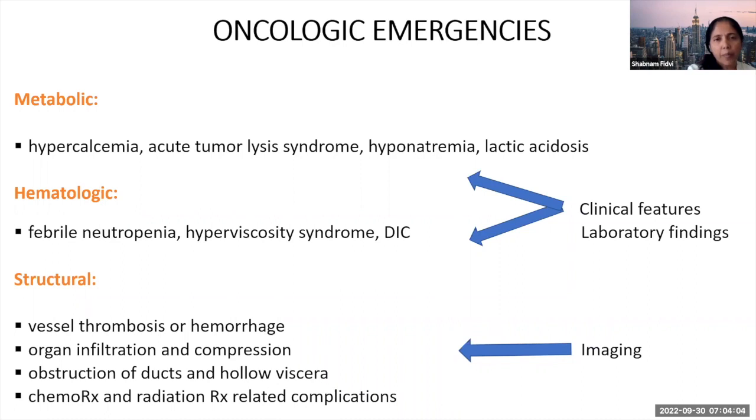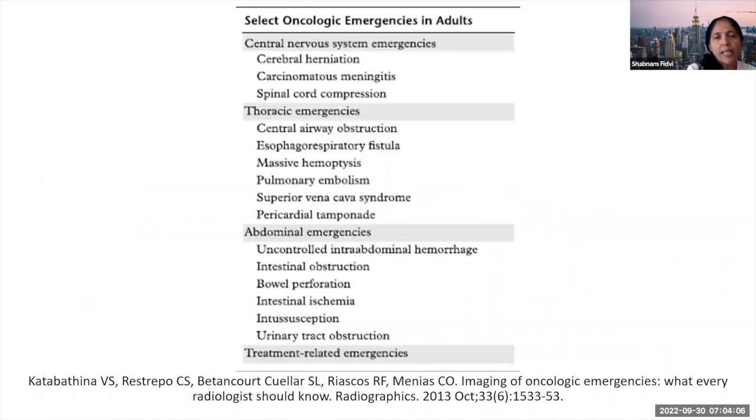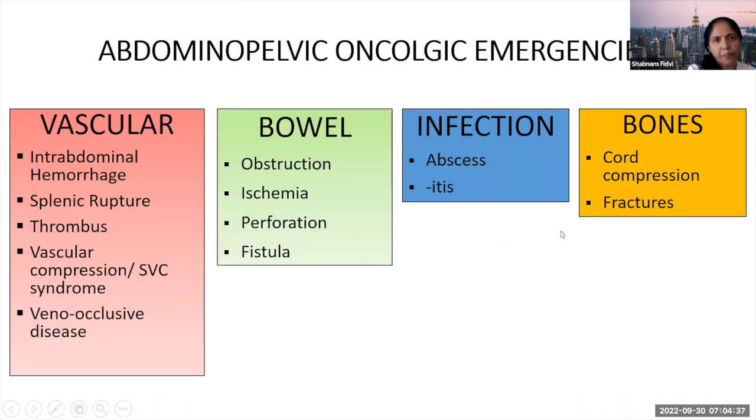chemotherapy or radiation therapy. This is an overview of select oncological emergencies in patients. These include central nervous system emergencies, which I will not be discussing, and thoracic emergencies. I'll touch briefly on superior vena cava syndrome. The focus of this talk really will be abdominal emergencies, and then I'll touch briefly on treatment-related emergencies as well. I refer you to the article in Radiographics from 2013 for a more comprehensive review.